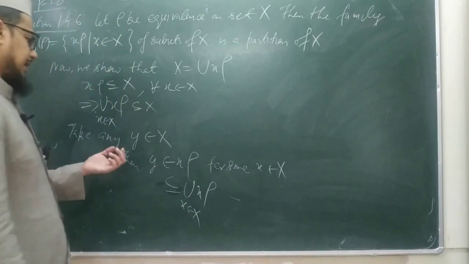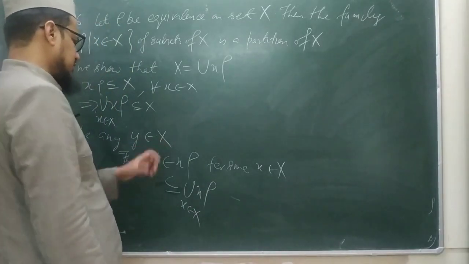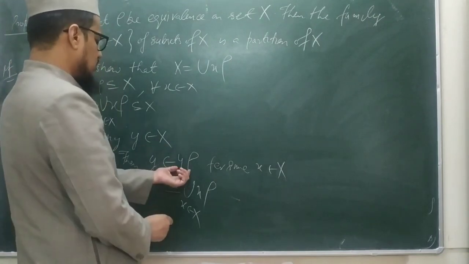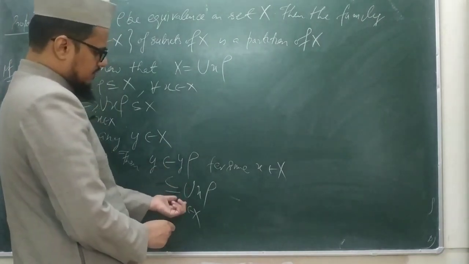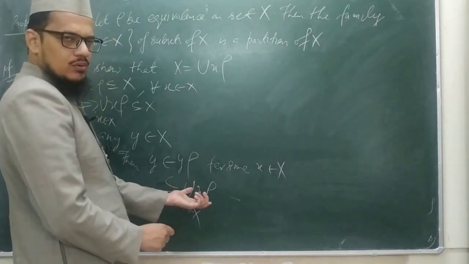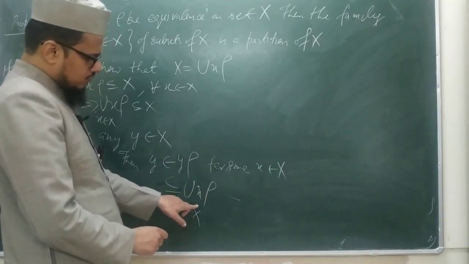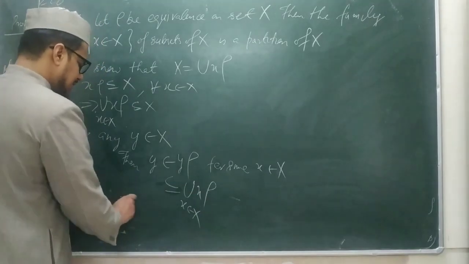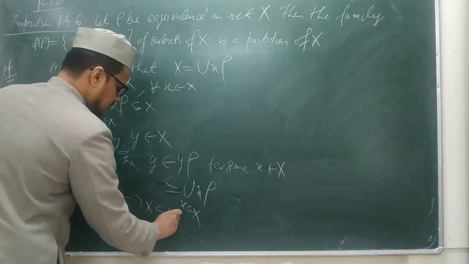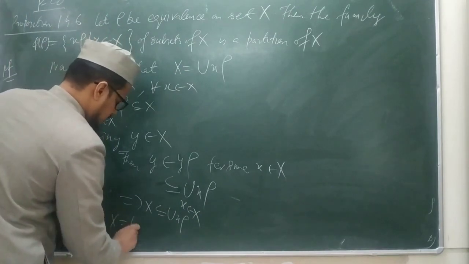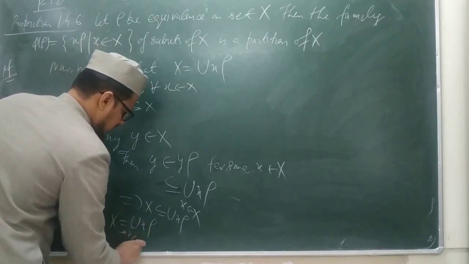Of course, it is contained in the union of x row where x belongs to X. Take any y belongs to X, y goes in y row. And of course y row is contained in the union of x row, x belongs to X, because it covers all. So y row is a subset of the union of this. So X is a subset of the union of x row. So X is equal to the union of x row where x belongs to X.